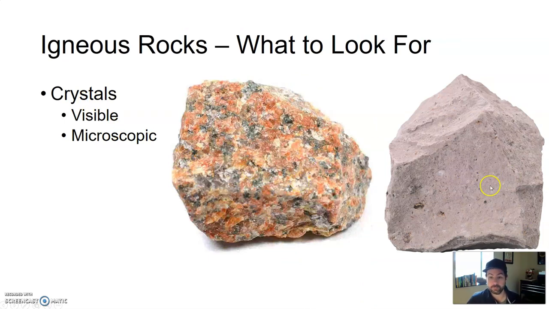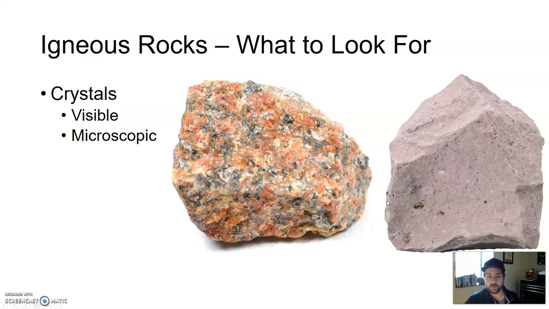These two rocks are made of the exact same stuff. It's just that the molten rock for this one, the magma, cooled below ground to form this kind of rock, which is granite. That very same mix of stuff, if it made its way to the surface and cooled above ground, forms rhyolite. So we're looking for crystals.